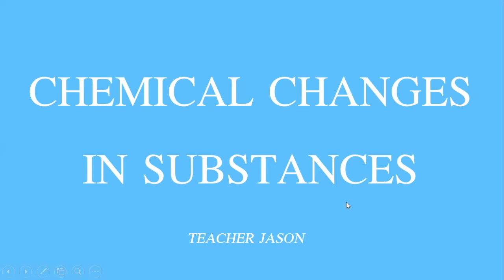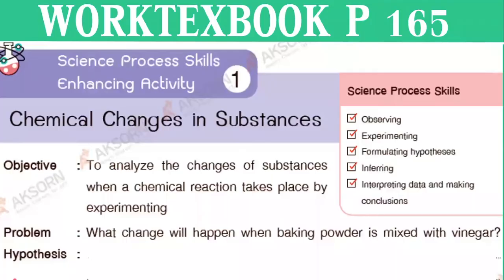Before we start, I will ask you to prepare your work textbook and pen. We will do a science process skills enhancing activity today. Open your work textbook on page 165. Find the science process skills enhancing activity called chemical changes in substances.